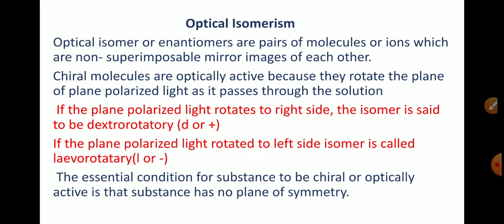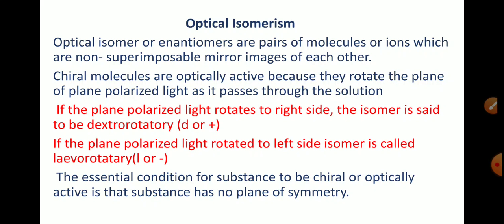When we pass normal light through a Nicol prism, we get plane polarized light, where all the particles are aligned in the same direction. When that light is passed through a chiral molecule, it rotates the plane polarized light either to the right side or to the left side.